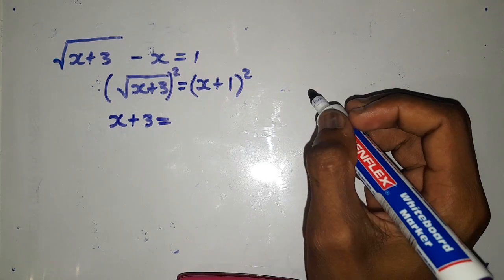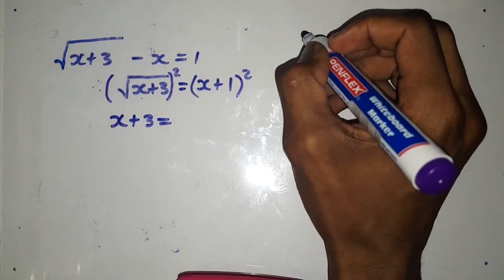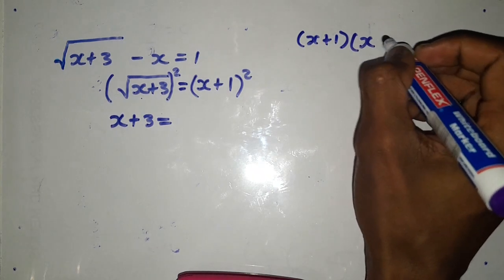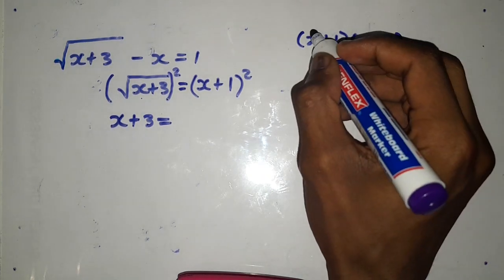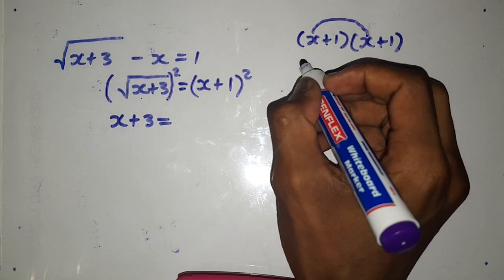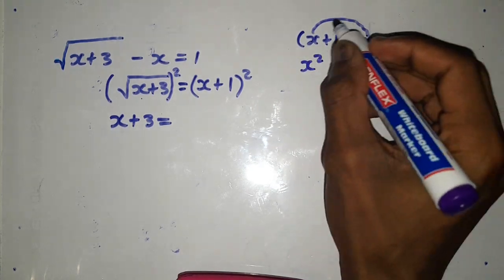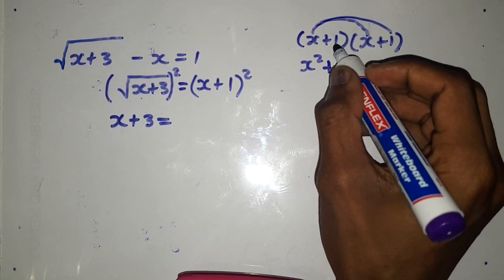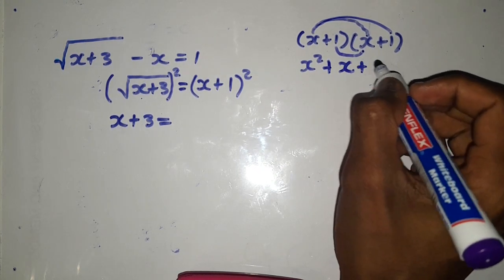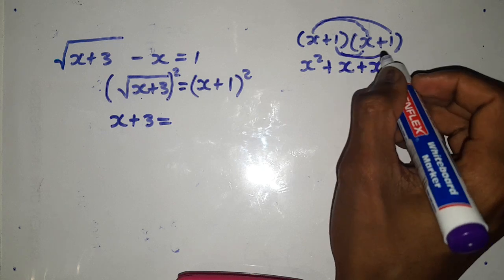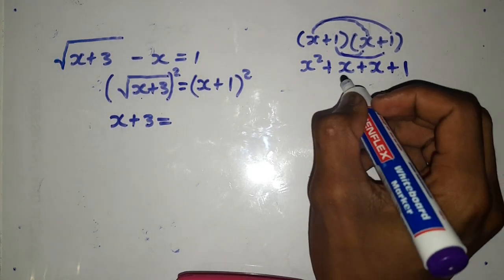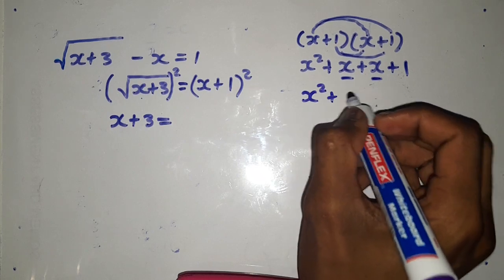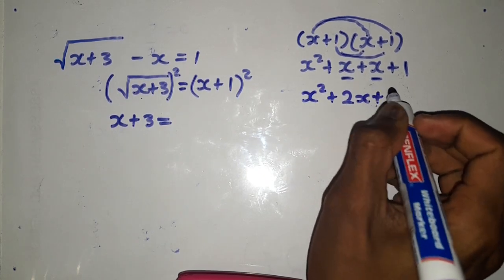Let us simplify this one. We are going to get something like this, x plus 1 together with x plus 1. If we say x multiplied by x, we are going to get x squared. X with 1 gives plus x. 1 with x gives x. 1 with 1 we get 1. Then we have our like terms, which are x plus x. We're going to get x squared plus 2x plus 1.